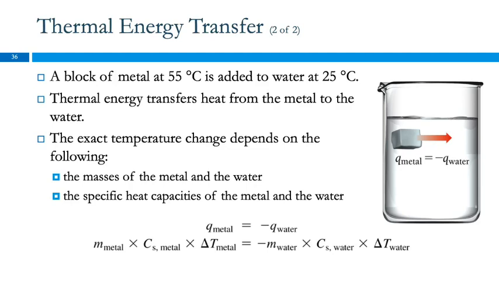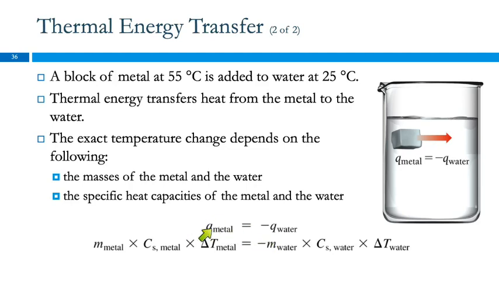So here we have a block of metal at 55 degrees Celsius, so that's warm, and we put it into a beaker of water that's at room temperature, 25 degrees Celsius. So the hot metal transfers energy to the cold water. And we can figure out what the temperature change is by looking at the mass of the metal and the mass of the water and the specific heat capacities of the two substances. So we're defining the metal as the system and the water as the surroundings. We're going to ignore anything that might happen outside the beaker.